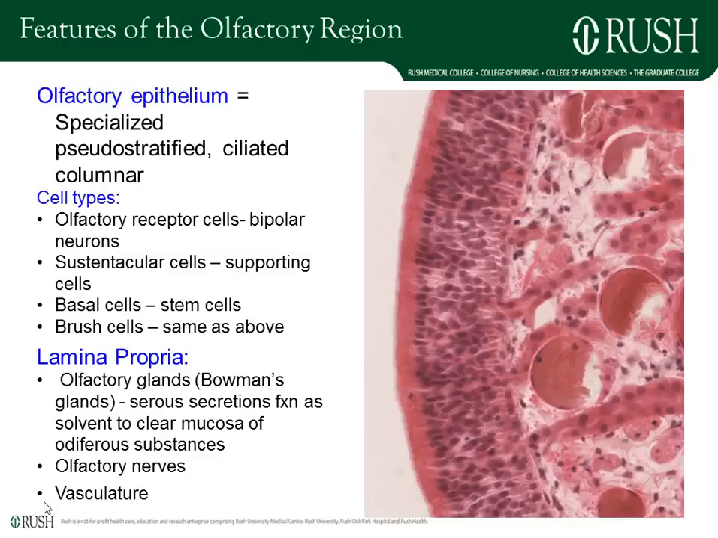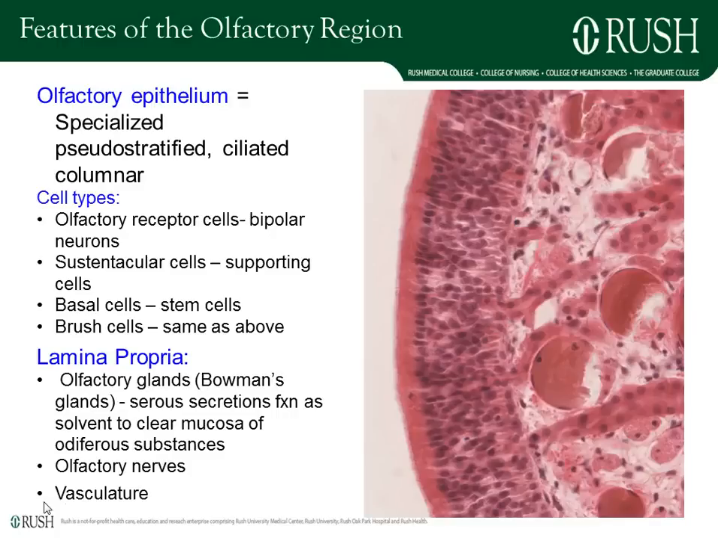The lamina propria has other special features that are important for the functioning of this mucosal layer. And those include olfactory glands, also called Bowman's glands. Olfactory glands is good enough for me, though. These have serous secretions, and that functions as a solvent that clears the mucosa of odoriferous substances.